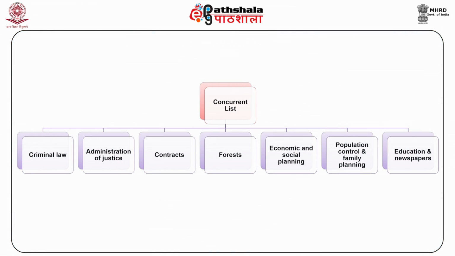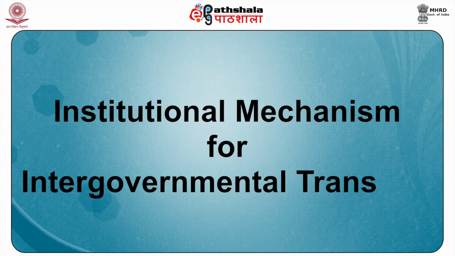The important subjects specified in the concurrent list are criminal law, administration of justice, contracts, forests, economic and social planning, population control and family planning, education and newspapers. The subjects listed in the Union and the state lists broadly define the responsibilities related to the expenditure of the centre and the states respectively. Next is the institutional mechanism for intergovernmental transfers.